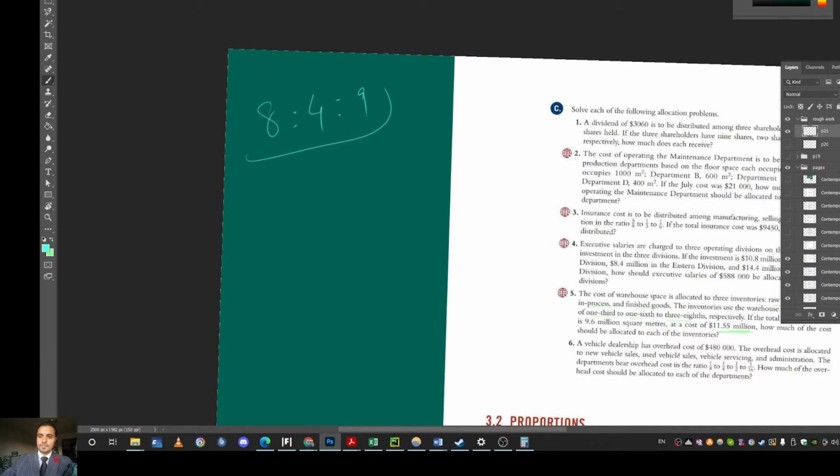Now, all we have to do is divide this 11.5 million in that way. So 8 plus 4 plus 9 is 12, 21. 11.5 million has to be divided by 21, and we'll figure out each individual part. Then that part, whatever that x is, we will multiply it with 8, with 4, and with 9.